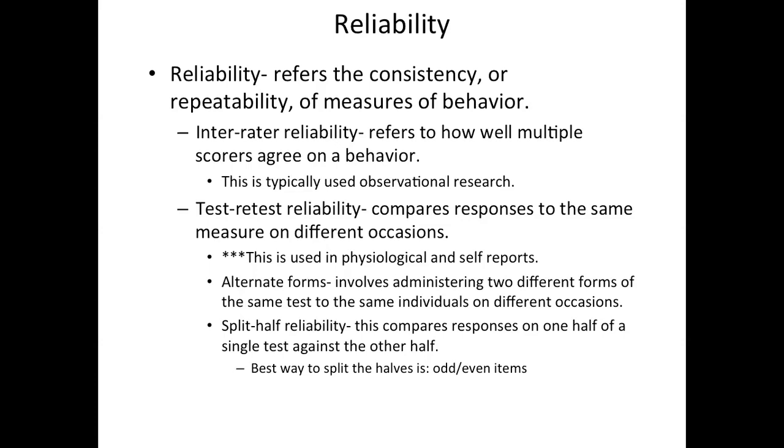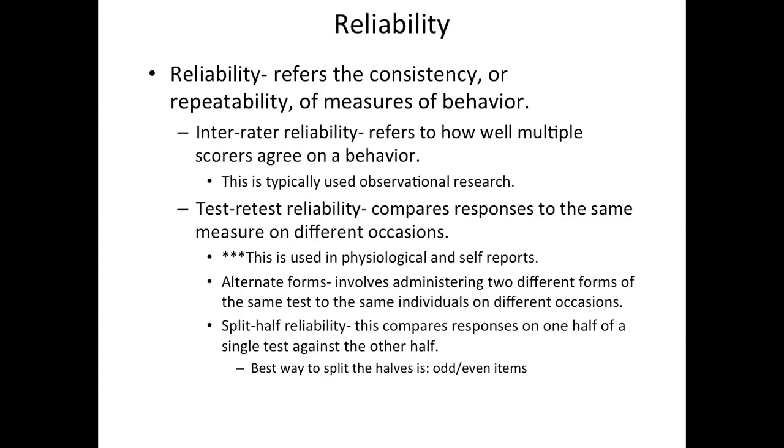So alternate forms reliability is giving different versions of the same test to the same people at 2 or more points in time. If you've ever been in a class where the professor had a version A, B, and C of an exam, these are alternate forms.